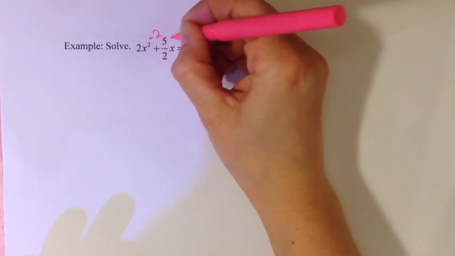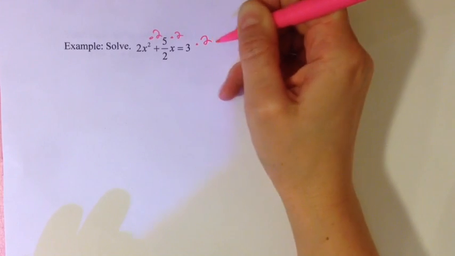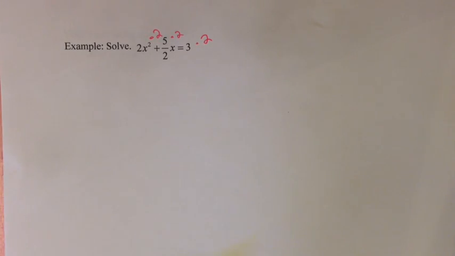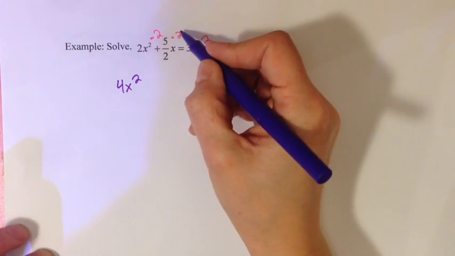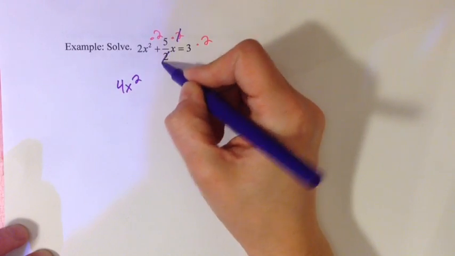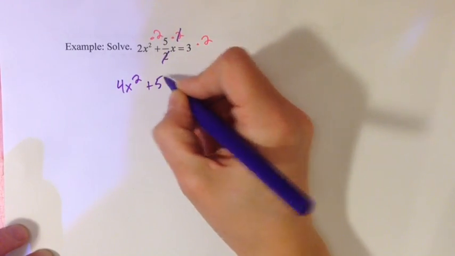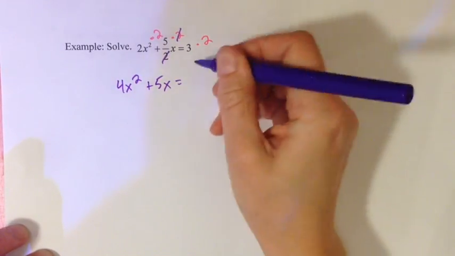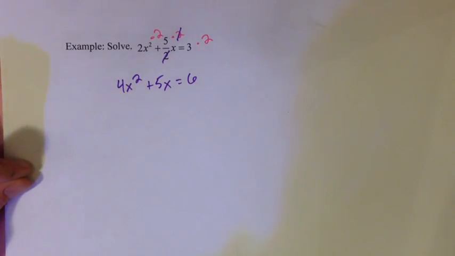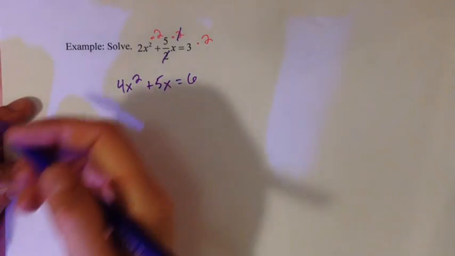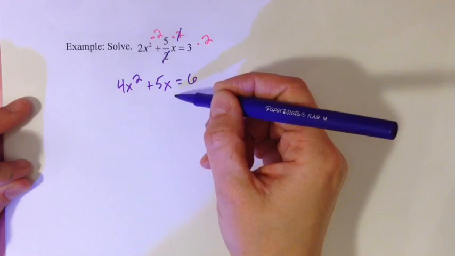We're going to multiply every term by 2 in order to clear the fractions. Now 2x squared multiplied by 2 is 4x squared. In the 5 halves x, when I multiply it by 2, the 2's cancel, and I'm left with plus 5x, and on the right-hand side, I'm left with a 6. And now that the fractions are out of the way, we can move on with this problem. Now I can go ahead and follow those steps for solving a polynomial equation. I want to get the 6 over to the other side so that my whole thing is set equal to 0.